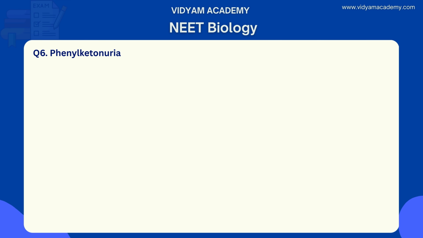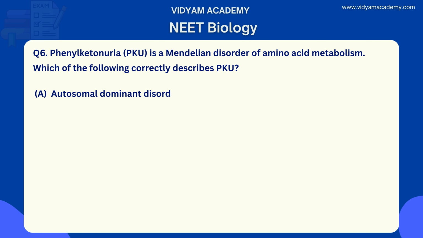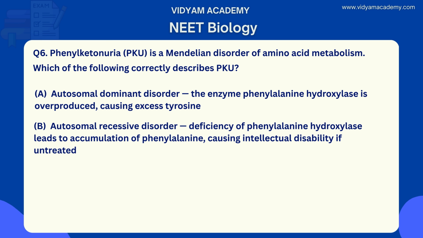Question number 6. Phenylketonuria is a Mendelian disorder of amino acid metabolism. Which of the following correctly describes PKU? Option A. Autosomal dominant disorder, the enzyme phenylalanine hydroxylase is overproduced, causing excess tyrosine. Option B. Autosomal recessive disorder, deficiency of phenylalanine hydroxylase leads to accumulation of phenylalanine, causing intellectual disability if untreated.